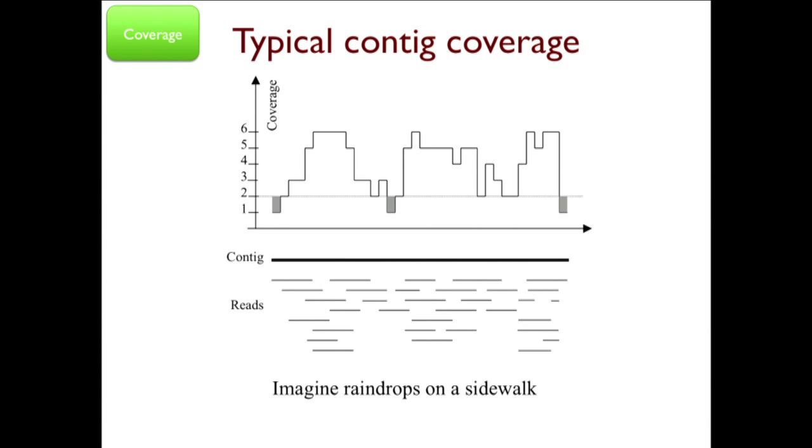So like I was alluding to, coverage is really important because the sequencing process, we hope, is this sort of randomized process.